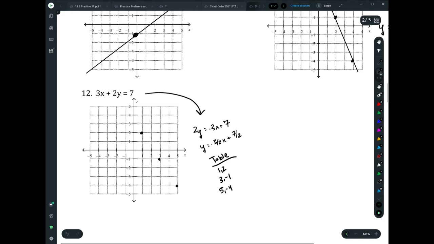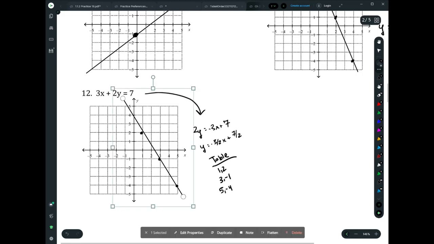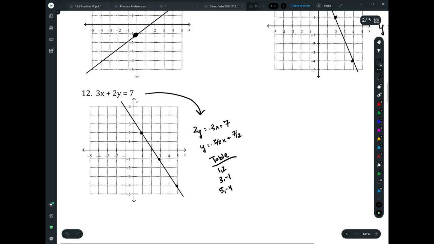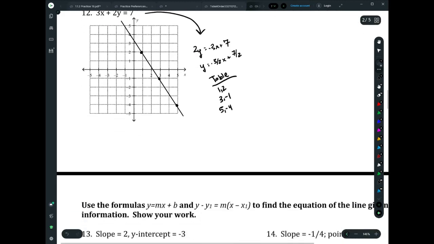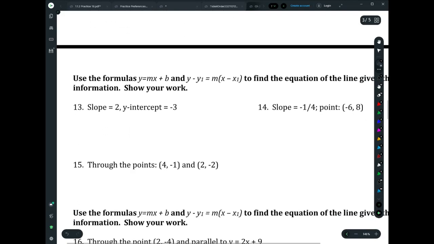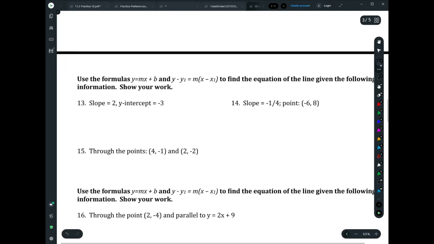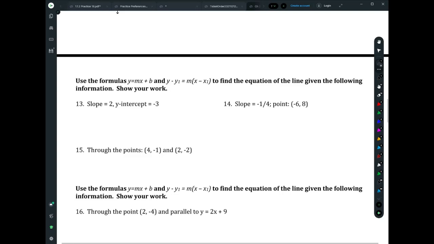And it always is a good idea to check to see if what you have matches up with, or is at least going in the right direction with, what your calculator says, as long as you solve for y in the right way. So graphing, slope, then we get into writing equations of lines. And it's all using these two formulas. Okay.